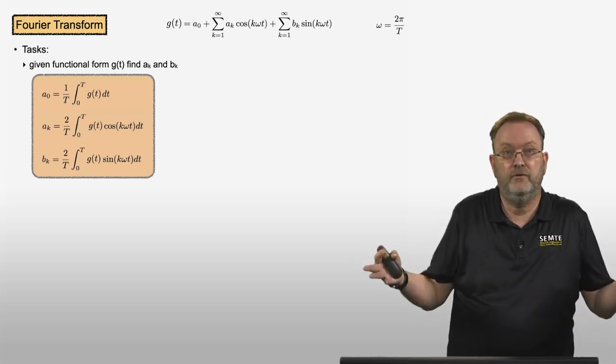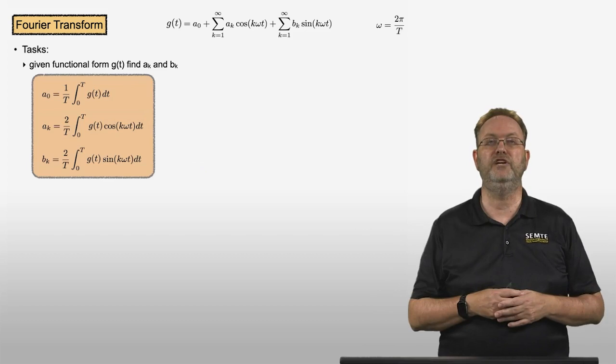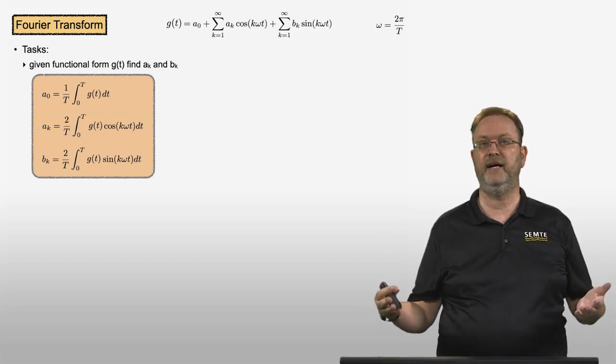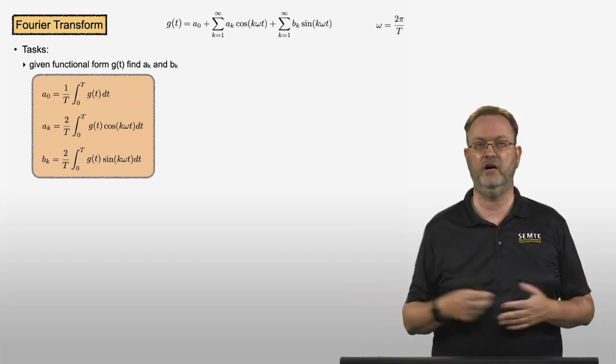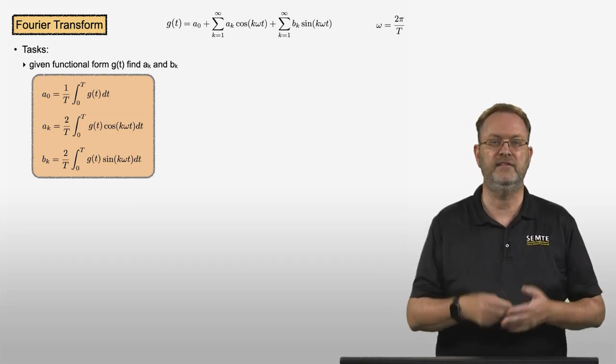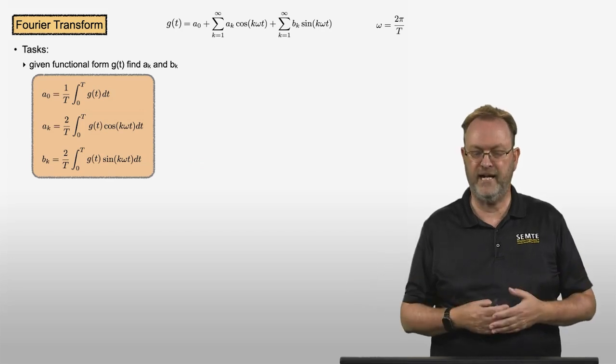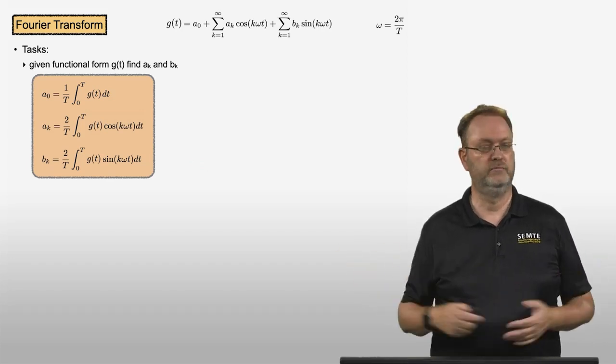So this is how we do the Fourier transform. If a functional form of g of t is given and we want to find the amplitudes a_k, b_k, and a naught, we just have to analytically evaluate these integrals one by one for every possible k value, which goes from 1 to infinity.